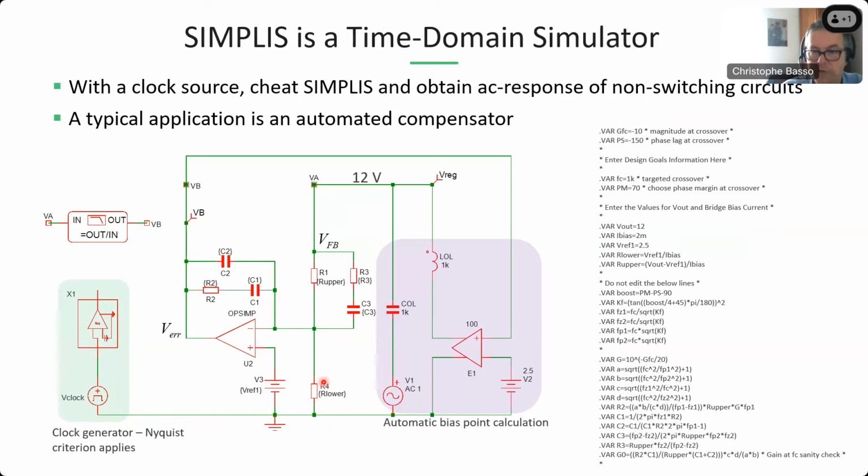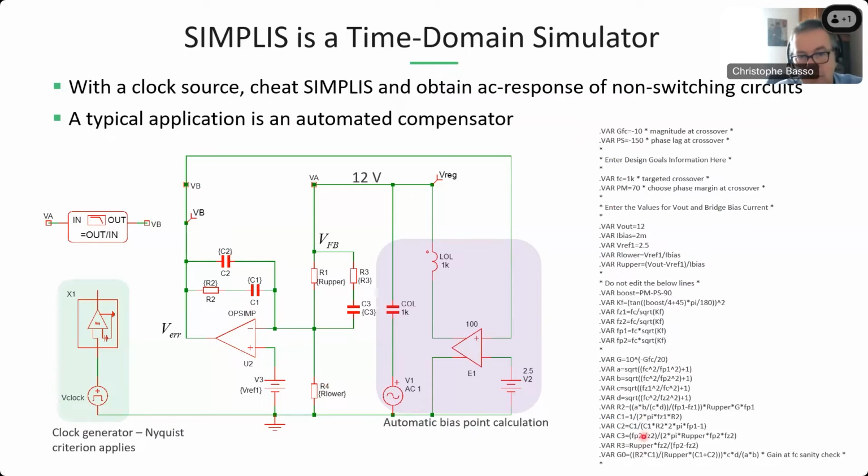It can also be very convenient to use SIMPLIS for performing AC simulations rather than resorting to SIMetrix, which is the SPICE-based simulation engine. So the added clock synchronizes the POP algorithm and more or less cheats SIMPLIS, because SIMPLIS is an event-driven type of simulator. So it needs switching activity to make sure that it is properly synchronized and can run its AC algorithm.